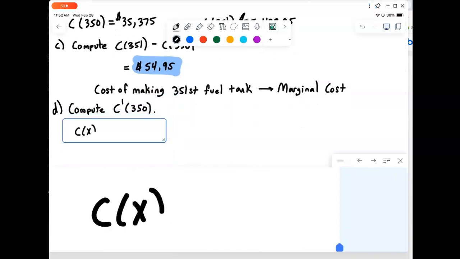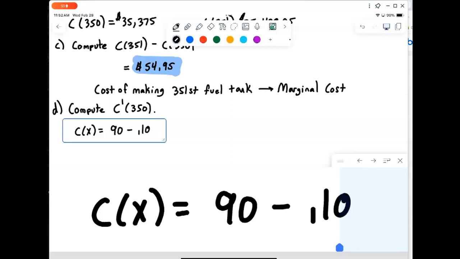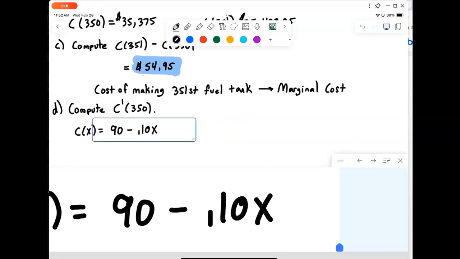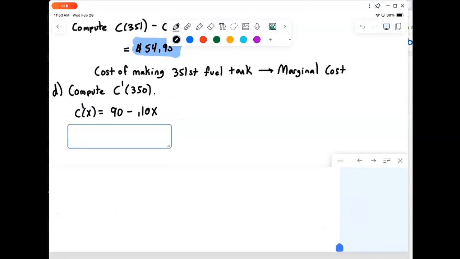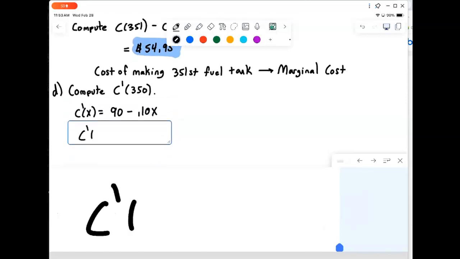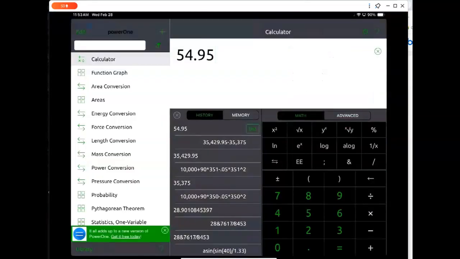So we're going to end up with C prime of x equals 90 minus 0.10x, or just 0.1x if you want. That's my derivative, just 90 minus 0.1x, and that took just a couple of seconds to do. Now we want to evaluate that at 350. So in your calculator, 90 minus 0.10 times 350 spits out an answer of 55.